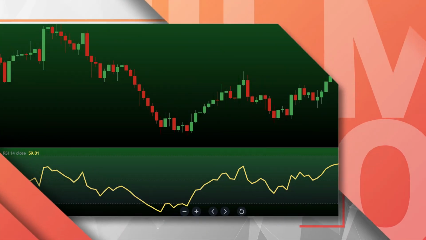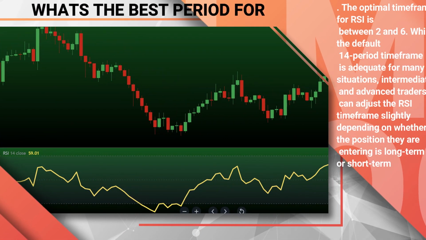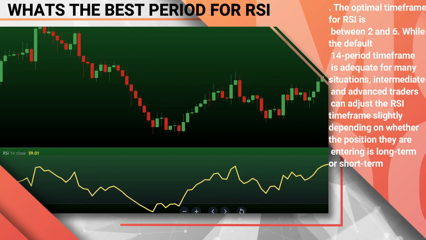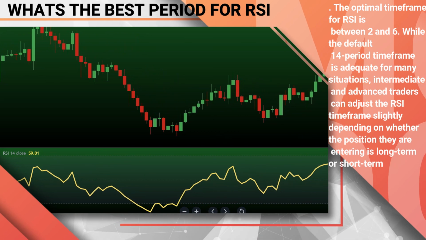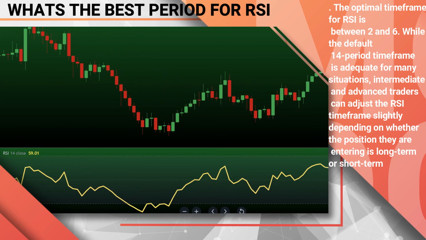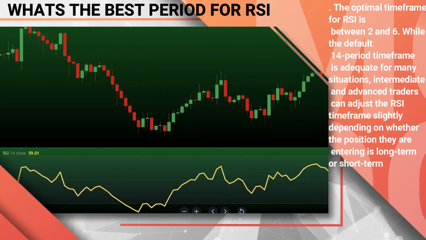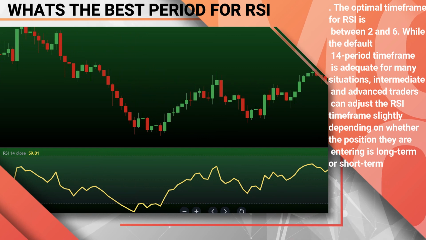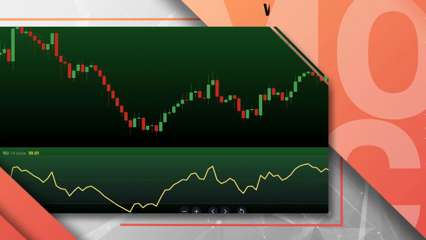The optimal time frame for RSI is between 2 and 6 periods. While the default 14-period time frame is adequate for many situations, intermediate and advanced traders can adjust the RSI time frame slightly depending on whether the position they are entering is long-term or short-term.